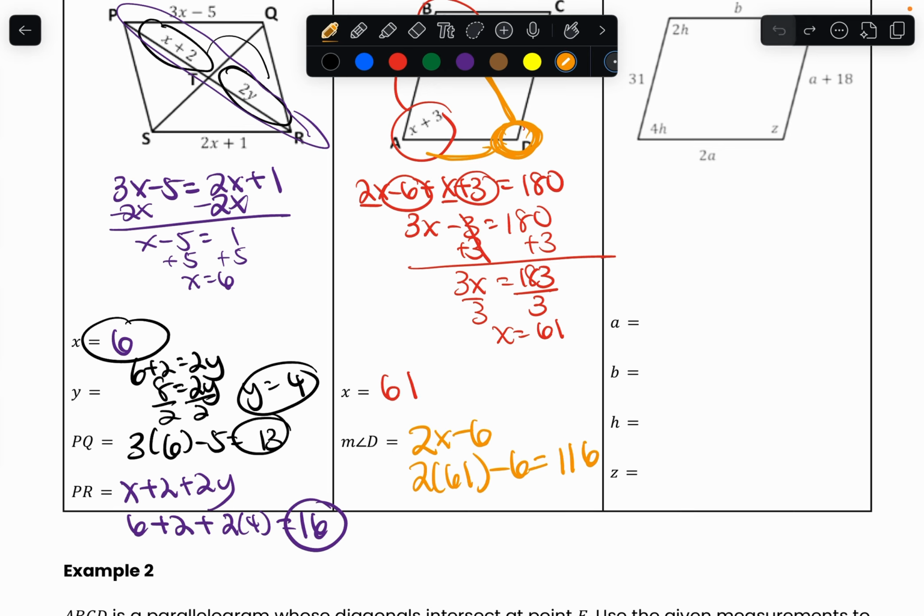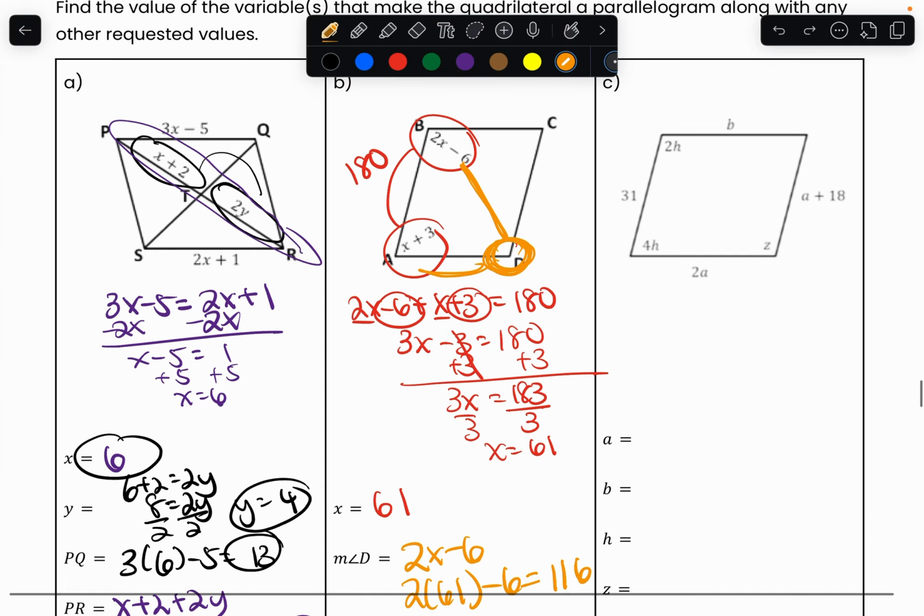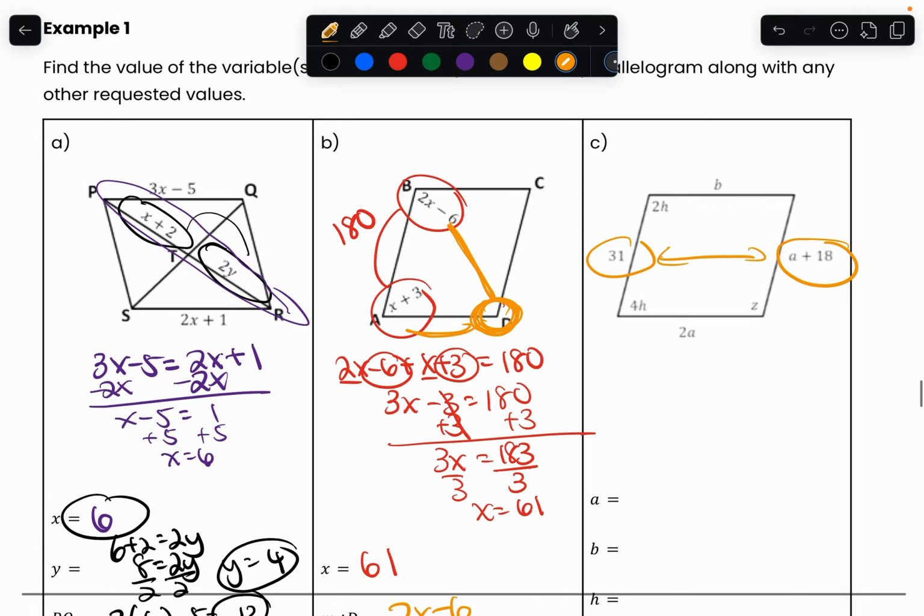Okay, now let's do question C. It says, what's my value of A? Now, if you look at it right here, we know that A plus 18 is actually the same angle measurement as 31 because they're opposite sides, okay? And guys, remember, for all these, we're solving for this variable. Keep in mind that we're treating it as a parallelogram, okay?